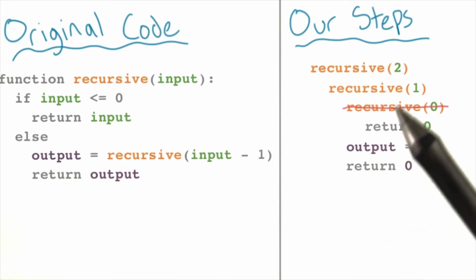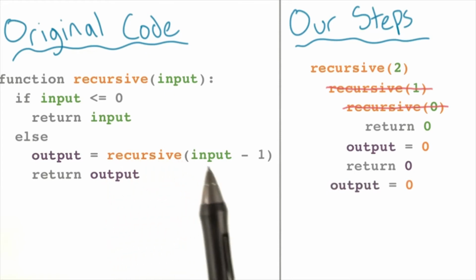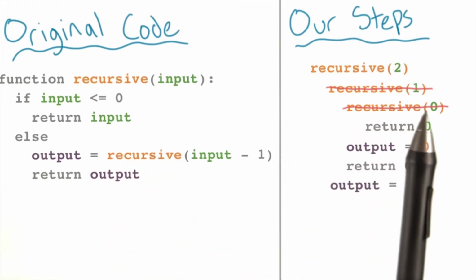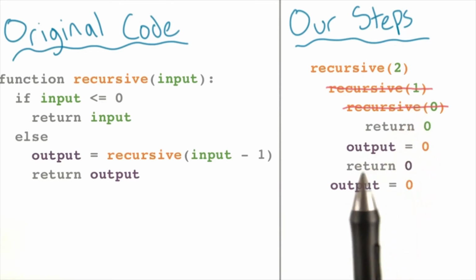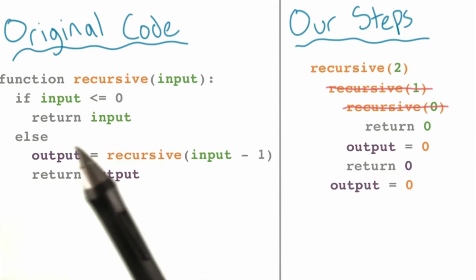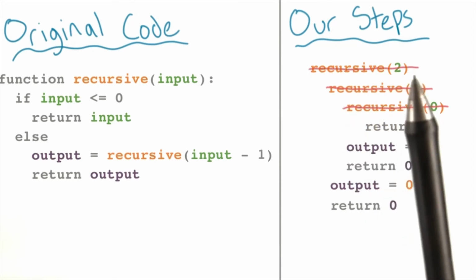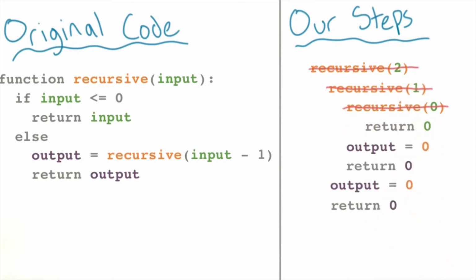So now we can forget about this recursive block and move back to that original call where our input was 2. Okay, so back to the original call. This call, which used to be recursive with an input of 1, got evaluated to 0, so now we can say 0 is equal to output. And again, we can return 0, and now even our initial call is done. Great, so the initial call returns 0.